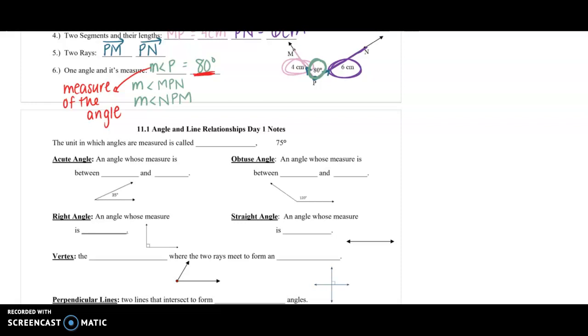So starting us off, it says the unit in which angles are measured is called degrees. I think for the most part we all knew that, but that's just a reminder, and that's what that little circle next to the number is. That's the degree symbol. So we have four different types of angles that we're going to be talking about. The first one is an acute angle, an angle whose measure is between 0 degrees and 90 degrees. It's not going to be 90, it's just up to that number. Then we have an obtuse angle. An obtuse angle is an angle whose measure is between 90 degrees and 180. Again, it's not including 90 or 180, it's anything in between there.